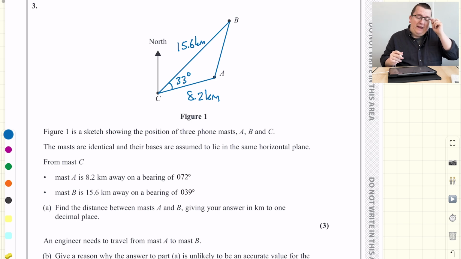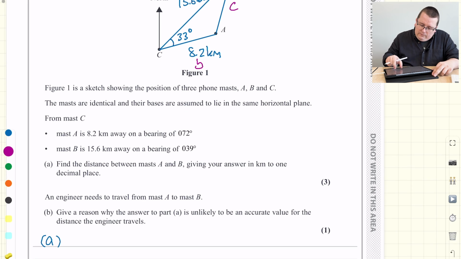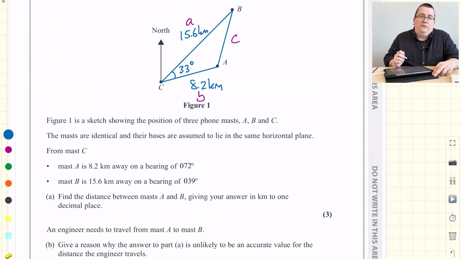So because we've got a triangle, we've got the 2 sides and a trapped angle in between, we're going to use the cosine rule. So this is side A, this is side B, and this is side C. Then we have that C squared is going to be A squared plus B squared minus 2AB cosine C. So we're interested in C, of course. So A is 15.6, B is 8.2.